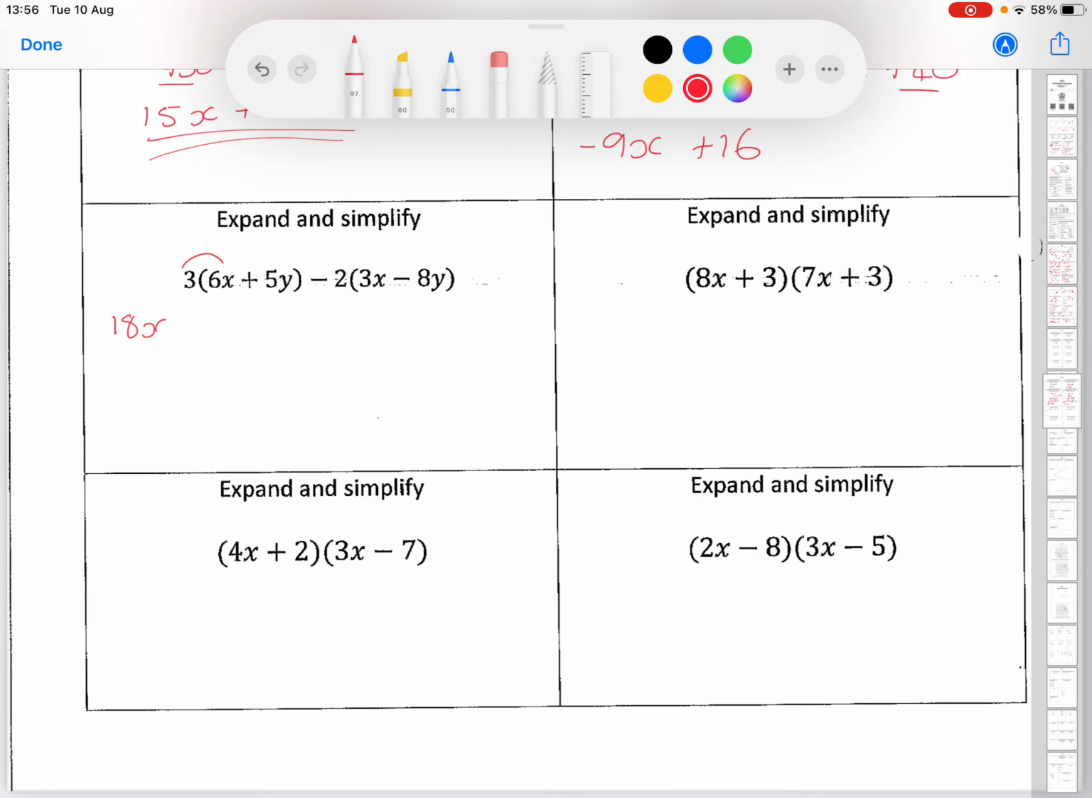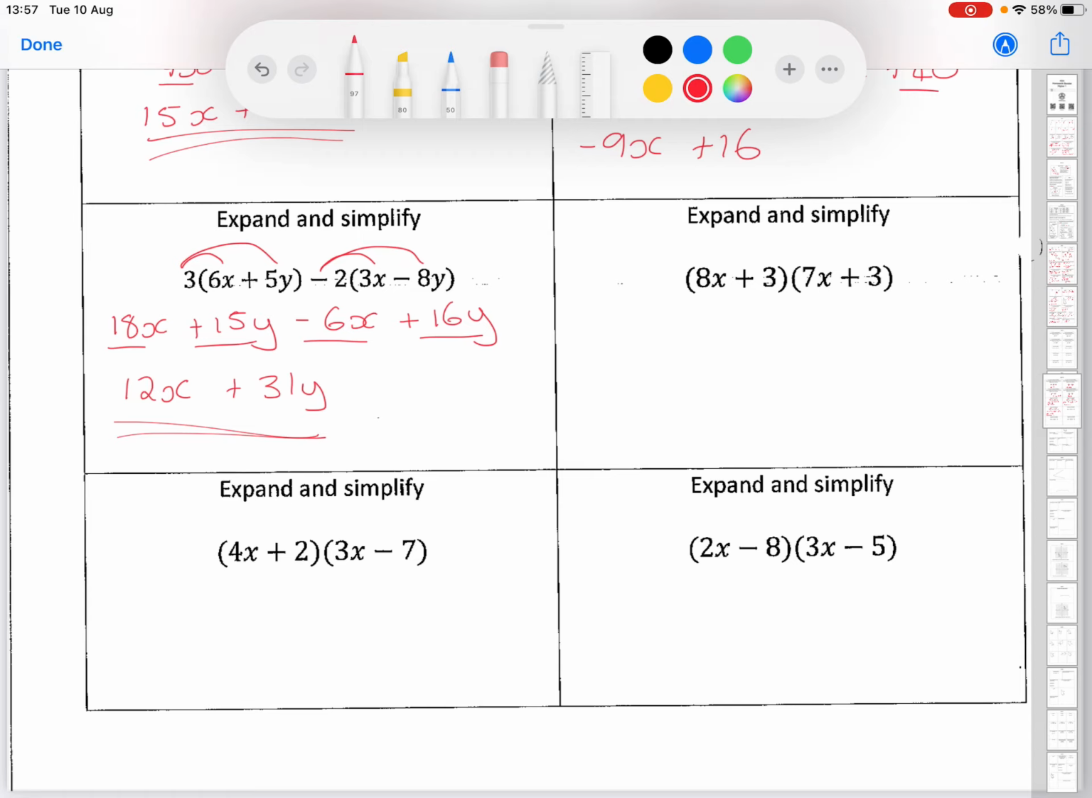Next one, expanding. So we've got 3 times 6x, that's 18x. We've got 3 times 5y, which is 15y. Then we've got minus 2 times 3x, that's going to be minus 6x. Minus 2 times minus 8, that's positive 16y. Bring together my x's, so I got 18x, take away 6x, that gives me 12x. Now I can bring together my y's, so I got 15, add 16, that makes 31y.